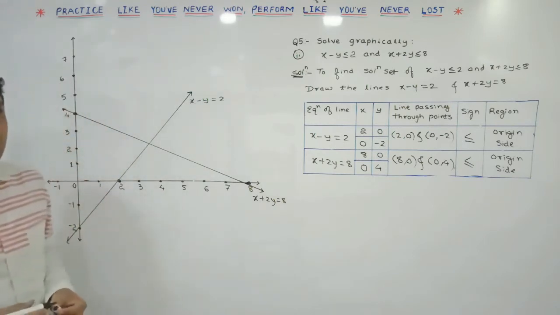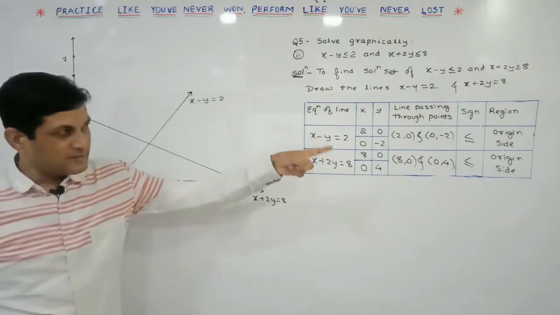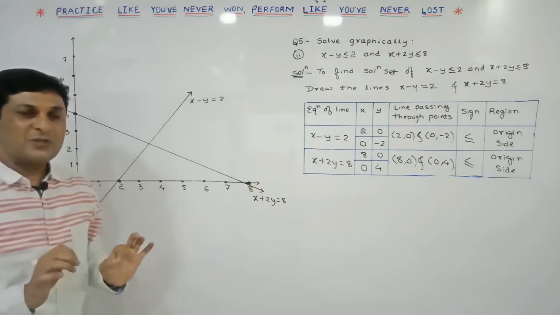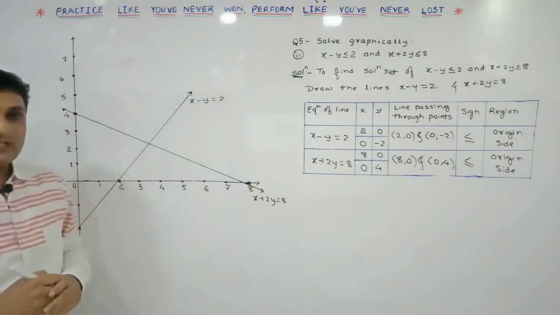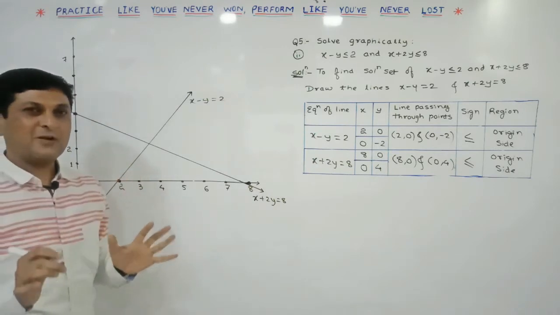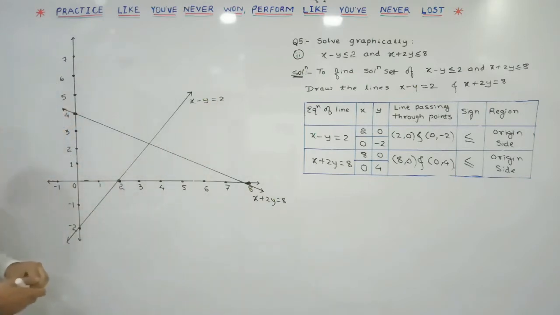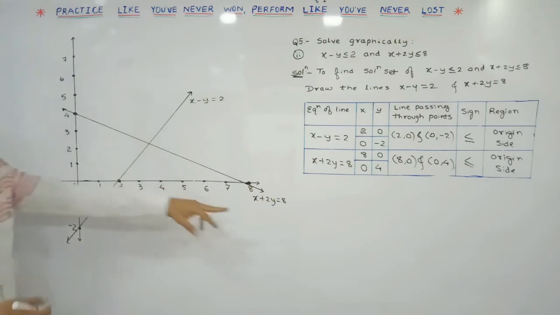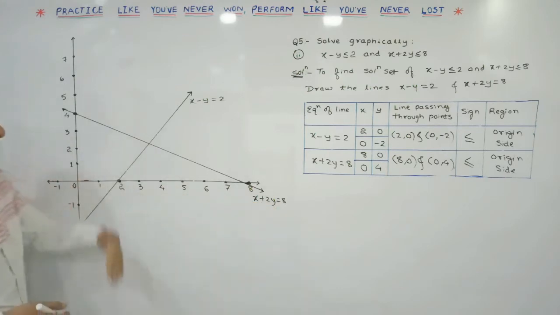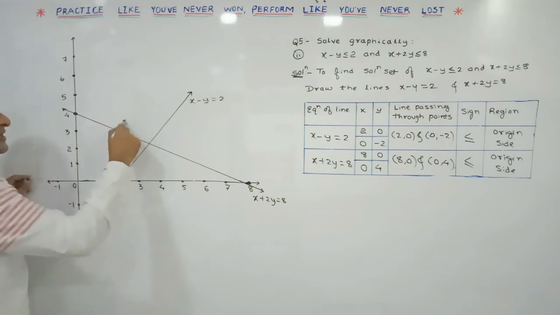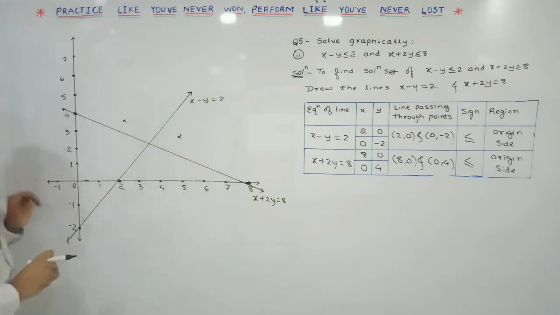Once both the lines are known to us, we have already written that for both the lines, the origin side part will be the solution set. Now try to find such a region which will be satisfied by both the expressions. For the line x plus 2y is equal to 8, the origin side part will be the solution set. This non-origin side part will get deleted. So the origin side part will be our solution set.